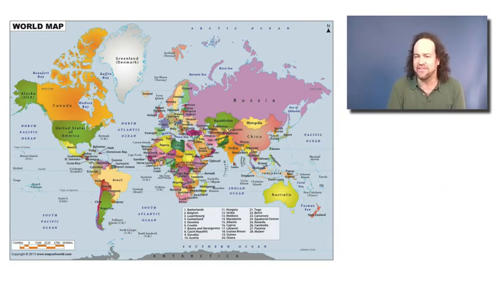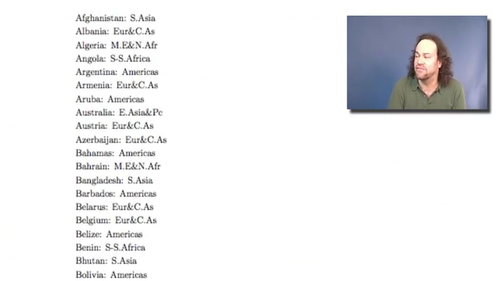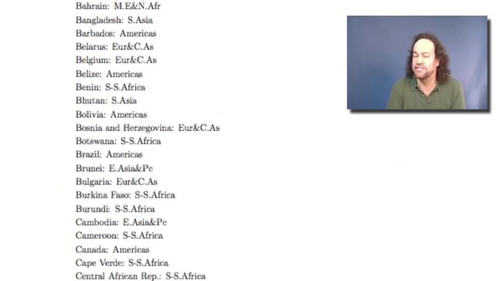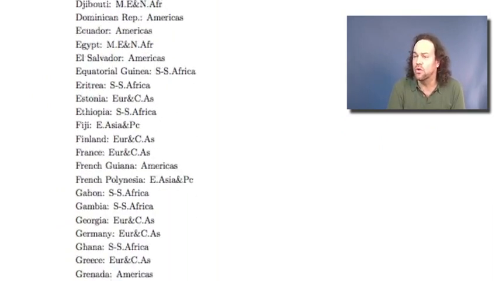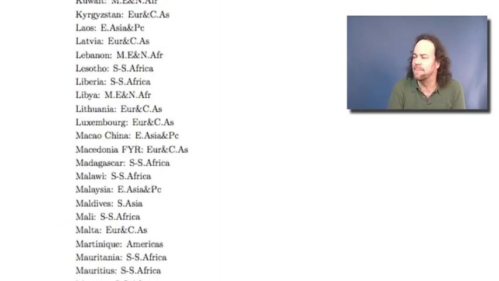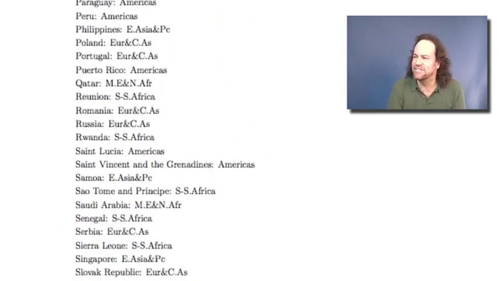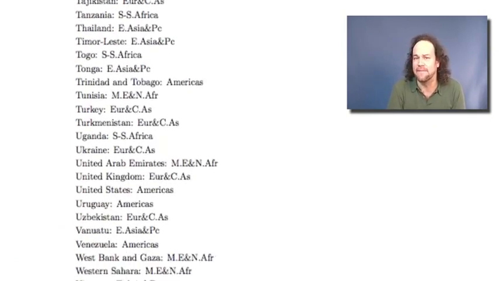Now, that gives us some data too. If we want, we can make a list. Here's a list of those 197 different countries and territories, and for each one, which of the six regions it belongs to. Well, once again, it's just a jumble of text. How can we make sense of it?